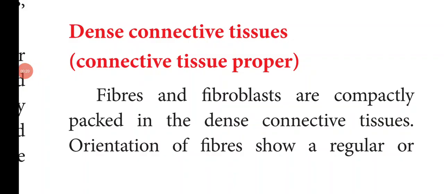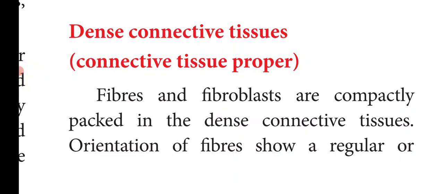Good morning students. Chapter 3, Tissue Level of Organization. In the last class we discussed the connective tissue and their types. There are 3 types of connective tissues: loose connective tissue, dense connective tissue and specialized connective tissue. We have already discussed the loose connective tissue, and in today's class we are going to discuss the dense connective tissue. The other name for dense connective tissue is connective tissue proper.